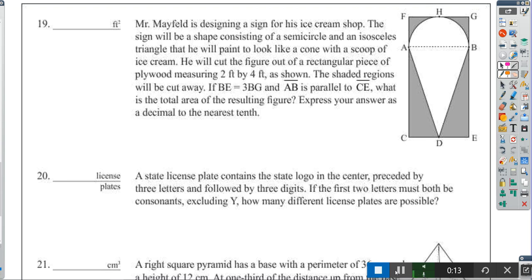All right, Mr. Mayfield is designing a sign for his ice cream shop. I don't like ice cream, but I'm assuming you do.